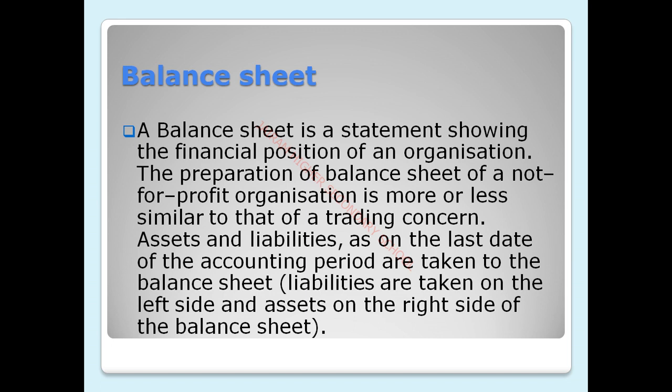Similarly, the surplus or deficit coming in the income and expenditure account will be reflected in the balance sheet. So the balance sheet should get tallied, and the cash and bank balances in the receipts and payment account, which are excluded in the income and expenditure account, should be reflected in the balance sheet.